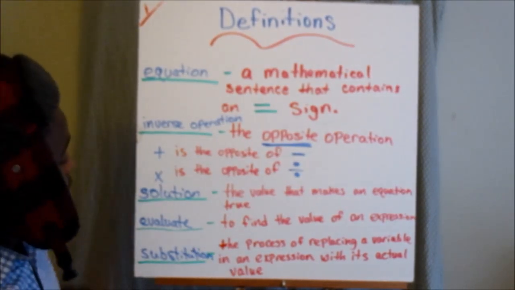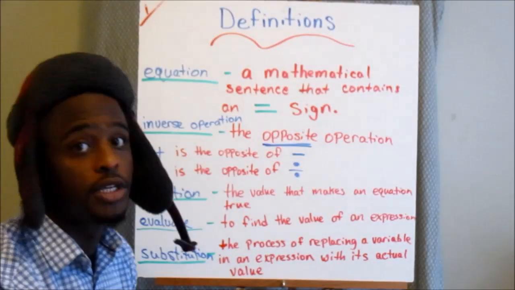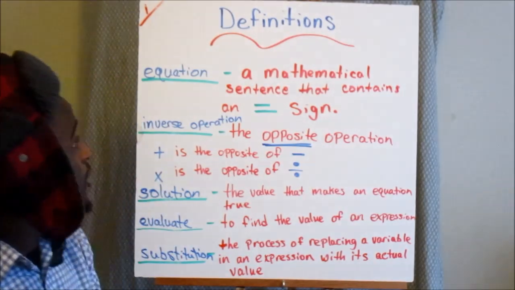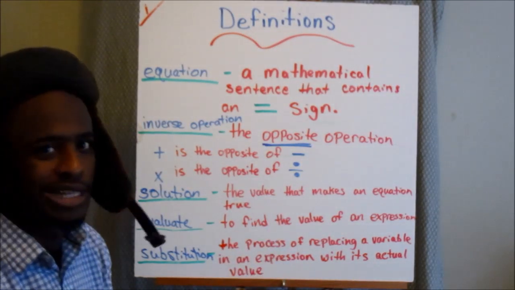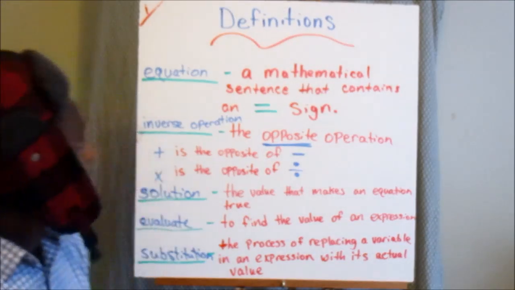So 1, 2, 3, 4, 5. Those are 5 vocabulary words that you're definitely going to need to know in Lesson 2. Make sure you're very familiar with those because we're going to be using them a lot as we're talking about the material.